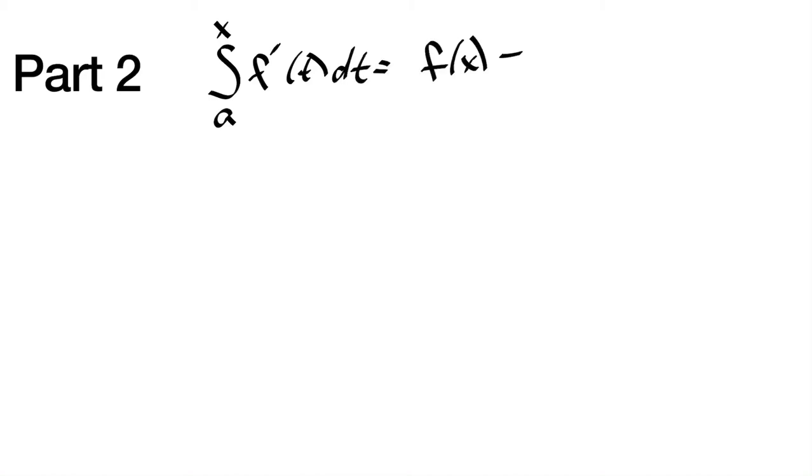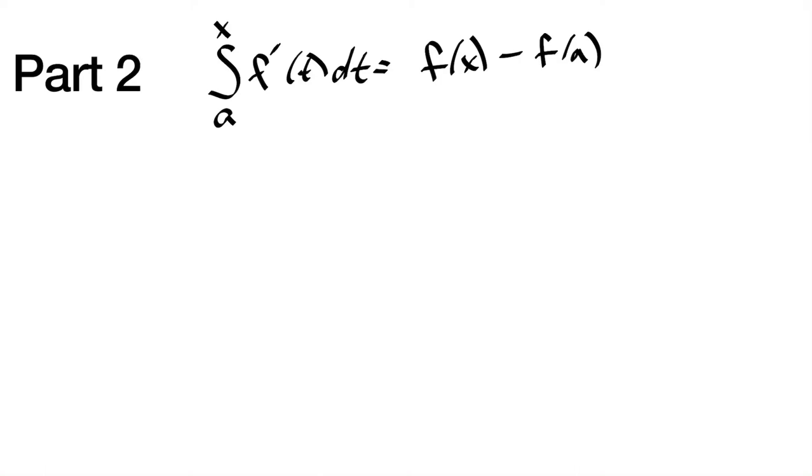All right, let's go to part 2 of the fundamental theorem of calculus. And part 2 just says this. It says the integral from a to x of f prime of t dt is equal to f of x minus f of a.